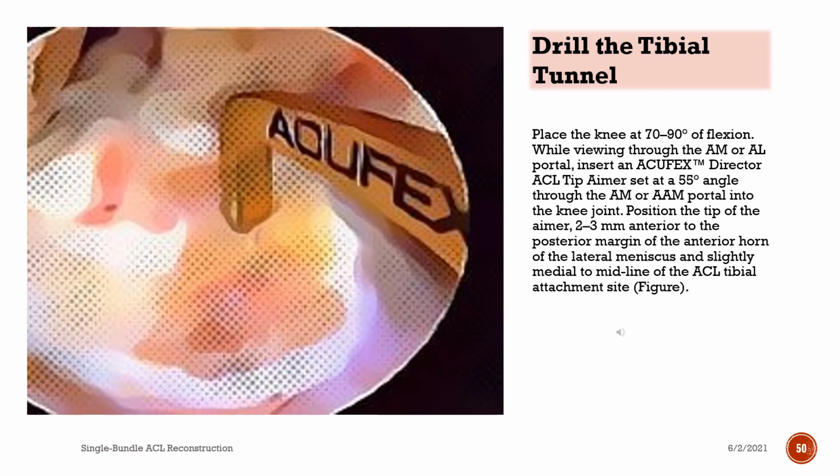Drill the tibial tunnel. Place the knee at 70 to 90 degrees of flexion. While viewing through the AM or anteromedial portal, insert a director ACL tip aimer set at a 55 degree angle through the AM portal into the knee joint. Position the tip of the aimer 2 to 3 mm anterior to the posterior margin of the anterior horn of the lateral meniscus and slightly medial to midline of the ACL tibial attachment site, figure.